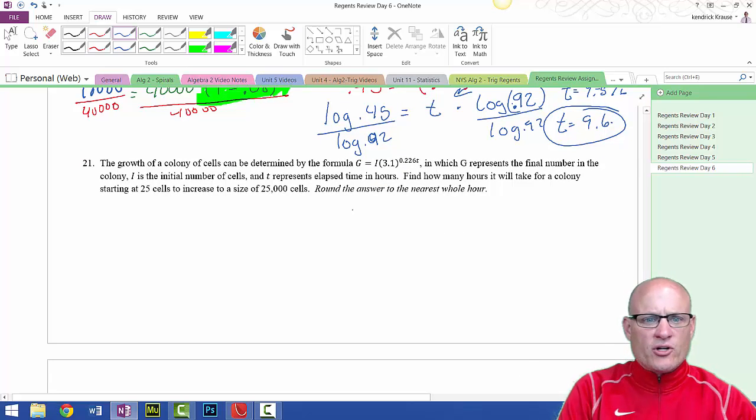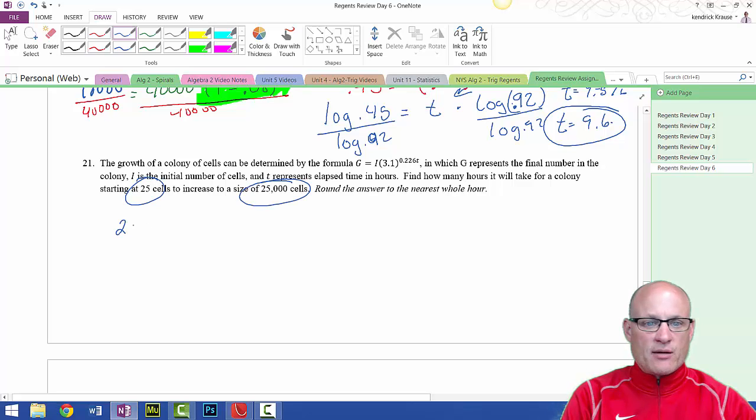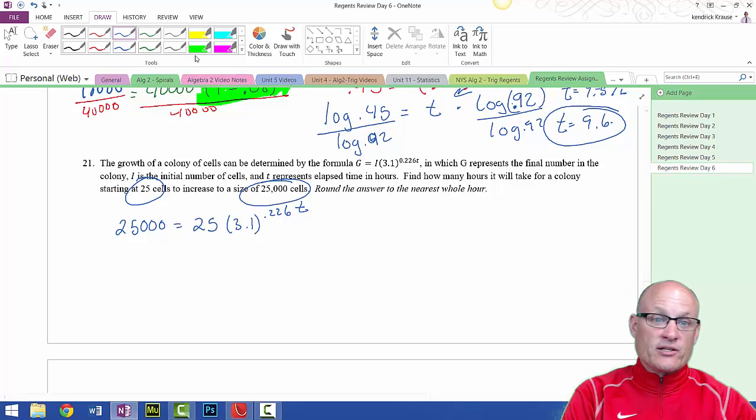Colony of cells. So I'm just going to go through this quickly. You can pause it if you want to. We want 25 cells to become 25,000. So 25,000 is our ending amount, our initial amount is 25, that's I, 3.1 is my growth factor, and this is 0.226 T. We've got to isolate the weird thing.